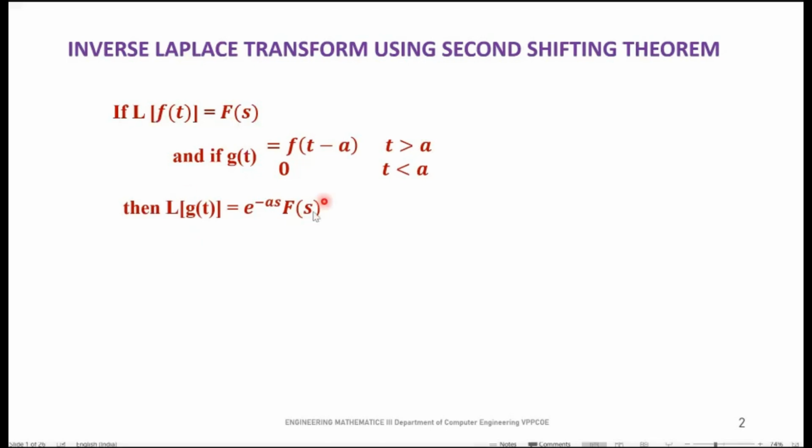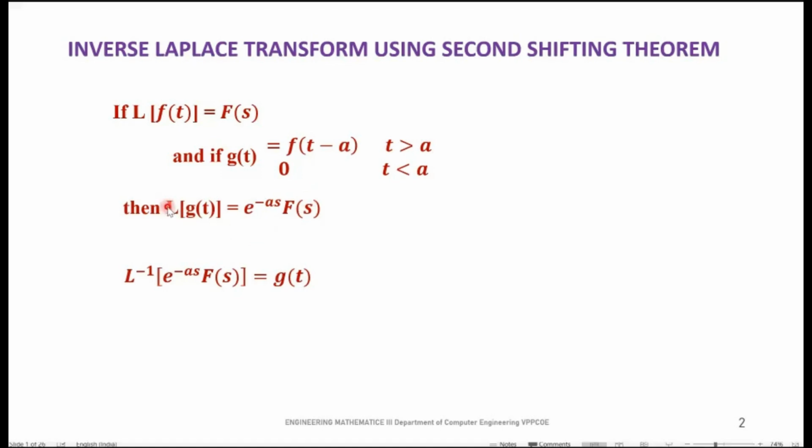So this is the second shifting theorem which we have used, and we have solved problems based on the second shifting theorem. Now, calculating the inverse. What will be the inverse now? I will take L to the other side. So I will write L inverse of e raised to minus as into F of s is equal to g of t. This is the second shifting theorem using the Laplace transform.